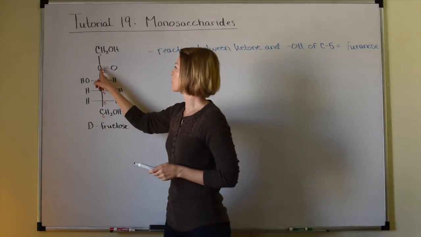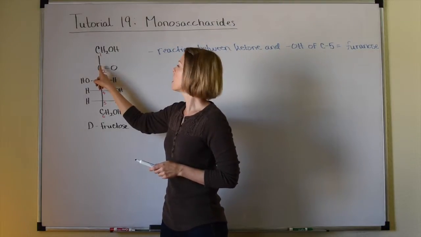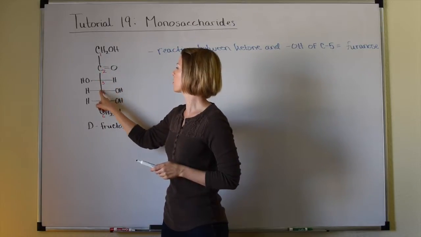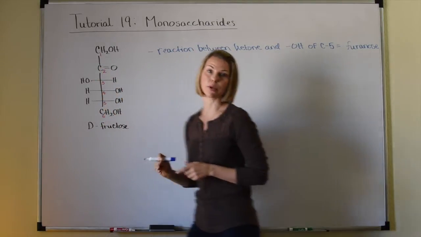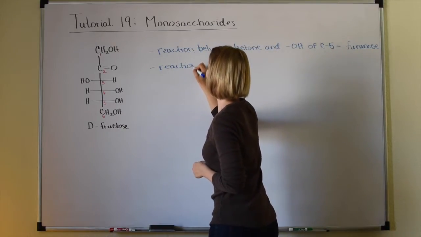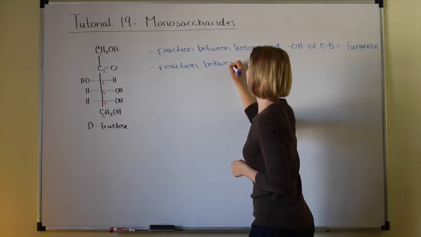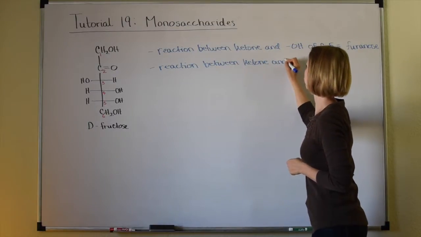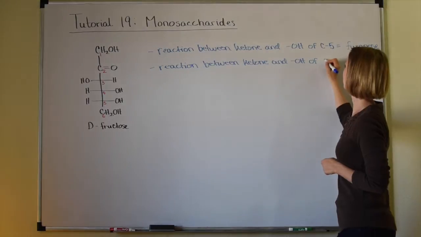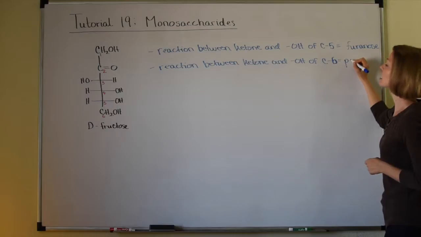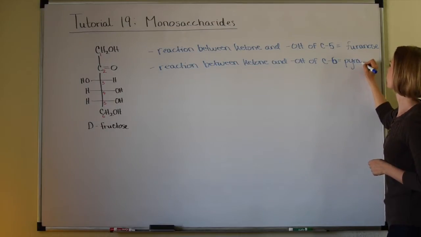And if we get a reaction between the carbonyl, the ketone, and the hydroxyl off of C6, that will give us a 1, 2, 3, 4, 5, 6-membered ring. Okay, so I'm going to write that here. Reaction between the ketone and the hydroxyl off of carbon 6, whoops, not 5, 6, then we'll get the six-membered ring, which remember is the pyranose form.